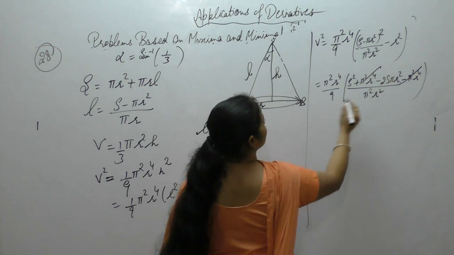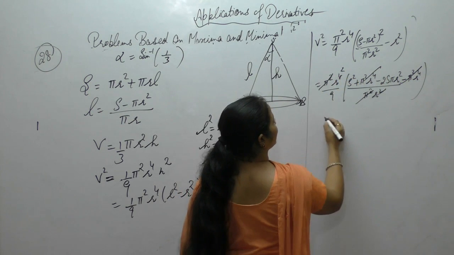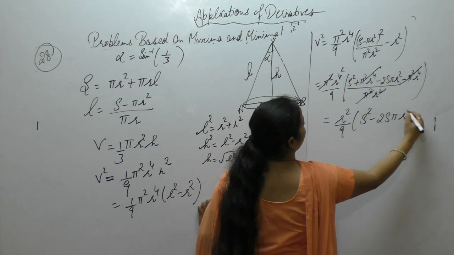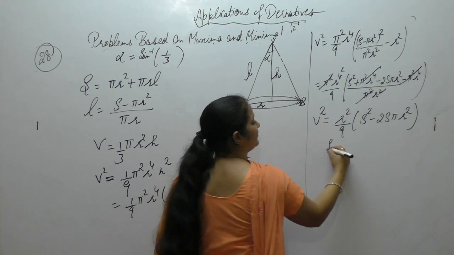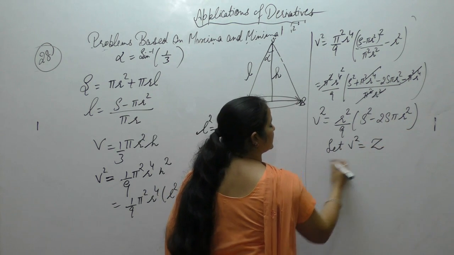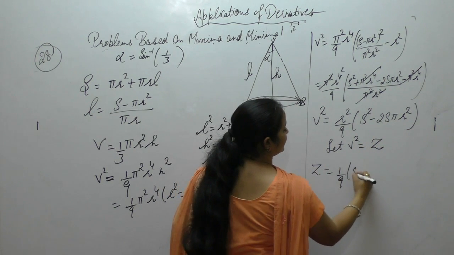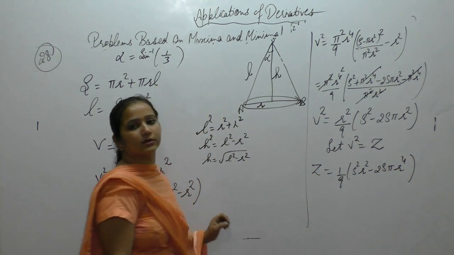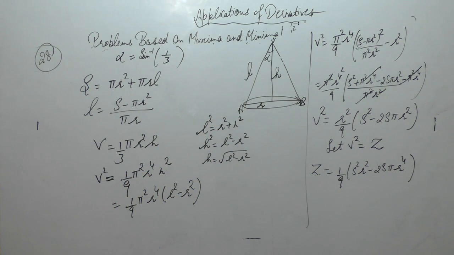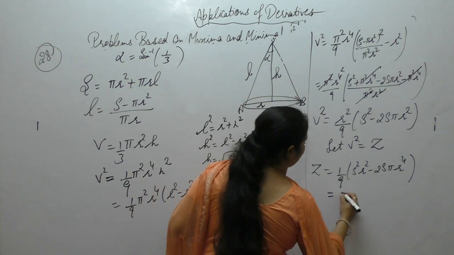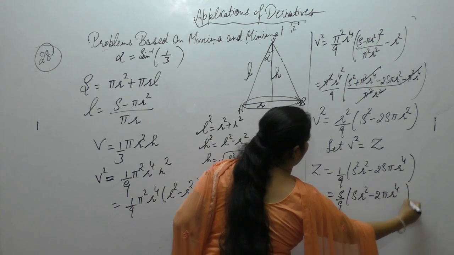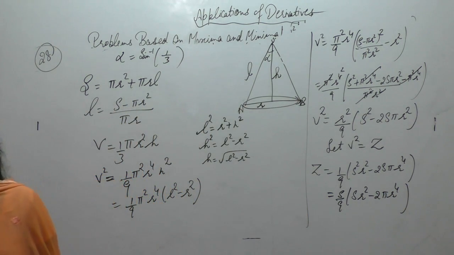This term will get cancelled. Pi square and r square will get cancelled. So r square by 9 (S square minus 2S pi r square). Let V square be z. So we get z as 1 upon 9 (S square r square minus 2S pi r^4). Take S common: S r square minus 2 pi r^4. Note up to here first.